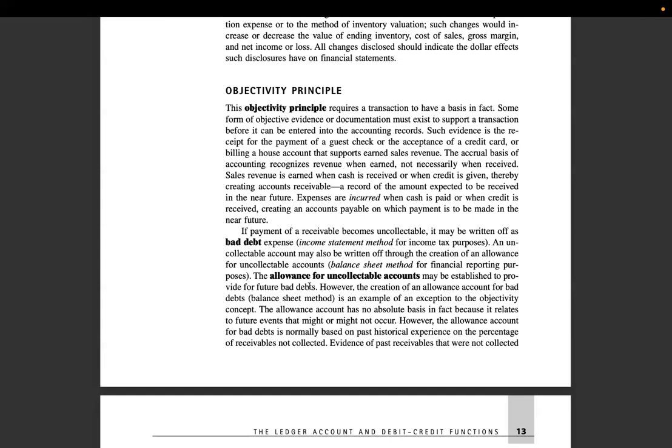Objectivity principle. This objectivity principle requires a transaction to have a basis in fact. Some form of objective evidence or documentation must exist to support a transaction before it can be entered into the accounting records. Such evidence is the receipt for the payment of a guest check, or the acceptance of a credit card, or billing a house account that supports earned sales revenue. The accrual basis of accounting recognizes revenue when earned, not necessarily when received.